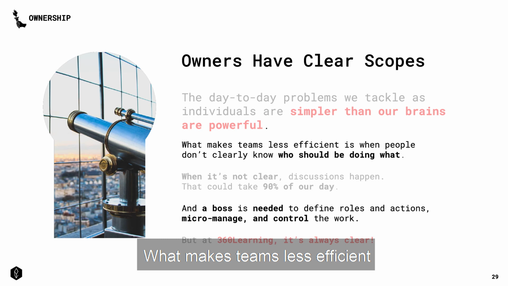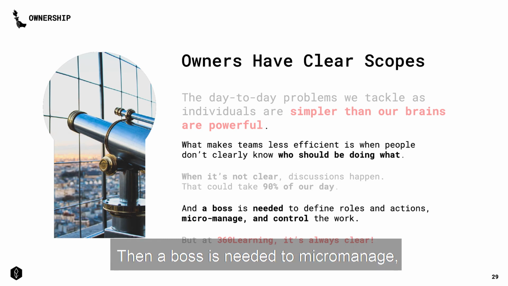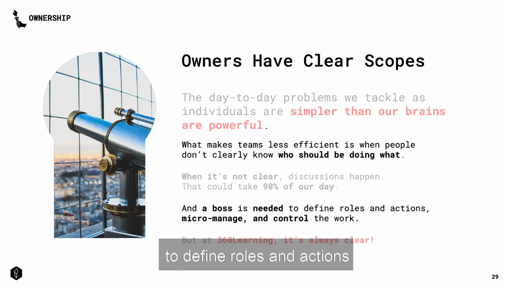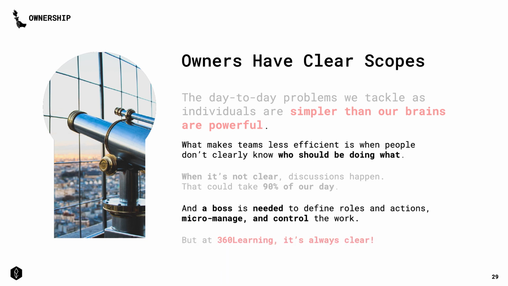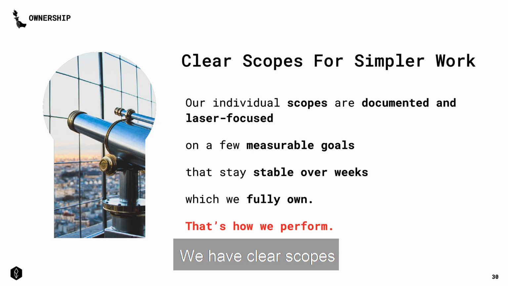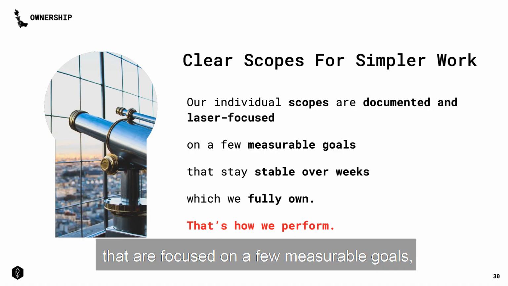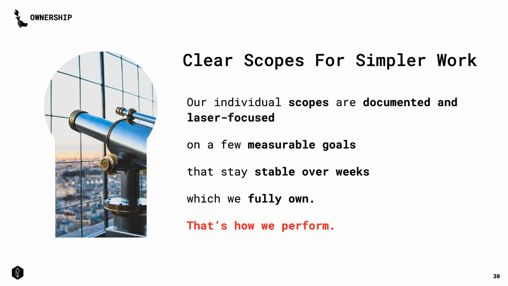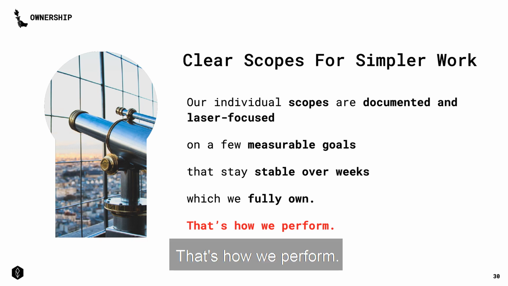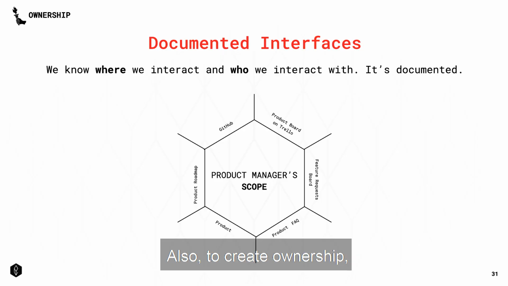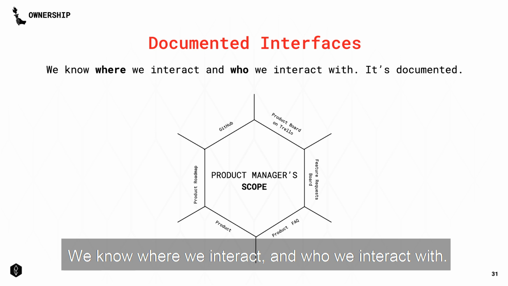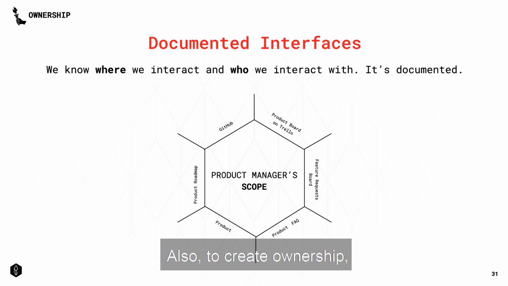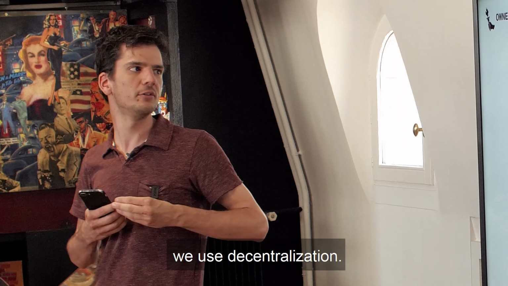What makes teams less efficient is when people don't know clearly who should be doing what. And then a boss is needed to micromanage, to define roles and action, and to control the work. What we do is to use clear scopes that are documented, that are focused on a few measurable goals, that we keep stable, and that we own. And that's how we perform. Also, to create ownership, we document our interfaces, so we know where we interact, who we interact with. And also, to create ownership, we use decentralization.